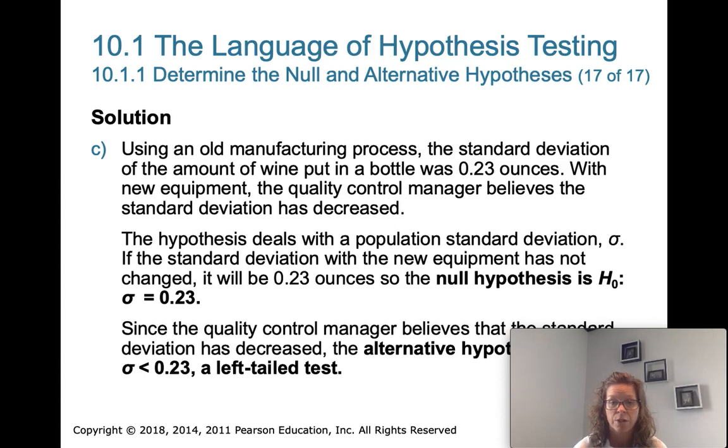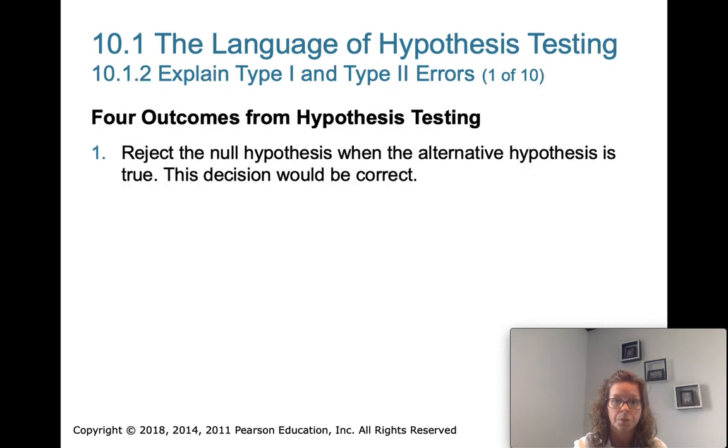Then our standard deviation in a bottle of wine was 0.23 ounces. The quality control manager believes that has decreased. Our null is that sigma, the standard deviation, is 0.23 because that's what it used to be. That's the status quo. That's what we have to start our assumption as. Now we need to gather evidence to prove the alternative hypothesis, which is that our manager believes that the standard deviation is now less than that 0.23. So this is a left-tailed test.